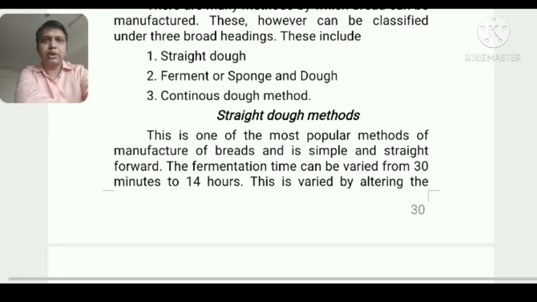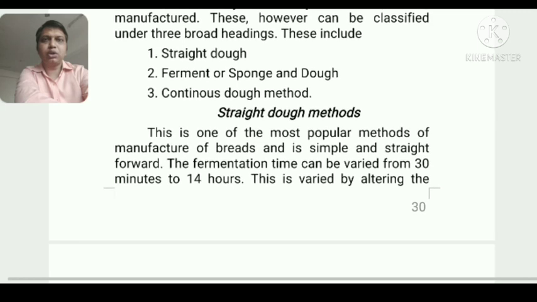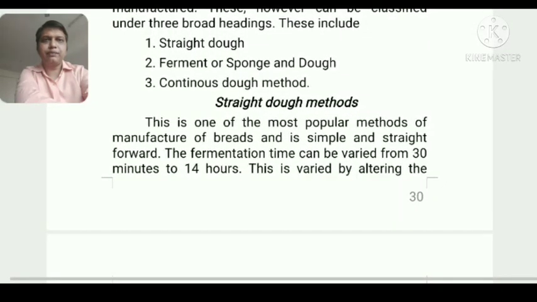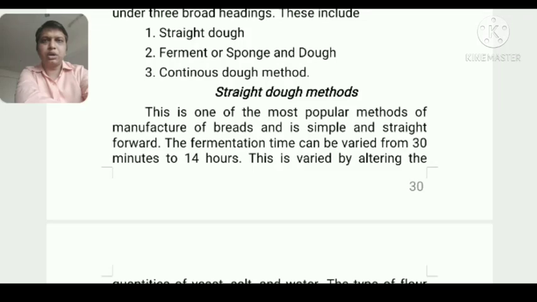So here we classify the three basic methods used in making a bread. Then we have common steps to follow in making a bread. For making a dough, first we need to understand the three different methods we use, then their common steps. Here comes the first, the straight dough method, then we have the ferment or sponge and dough method, then we have the continuous dough method. First we understand what the straight dough method is.